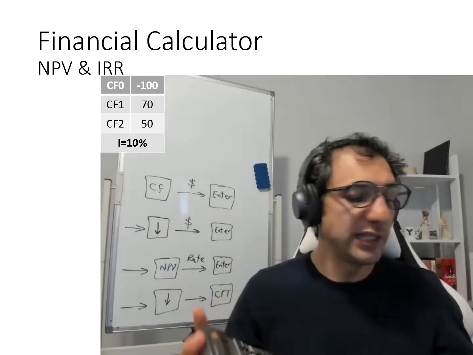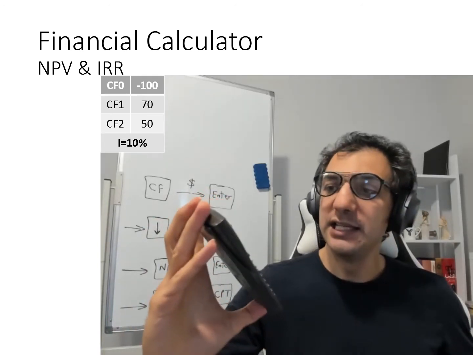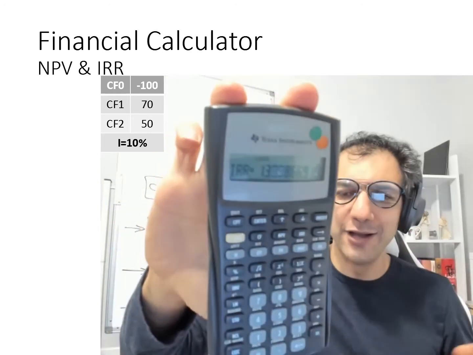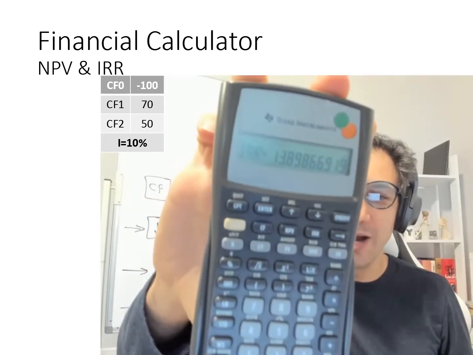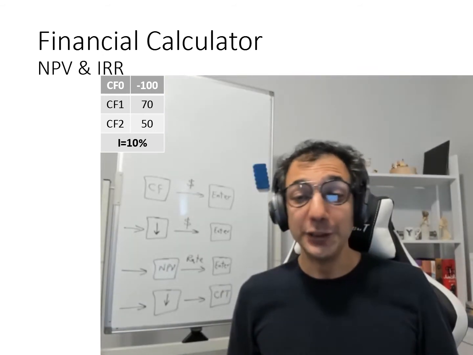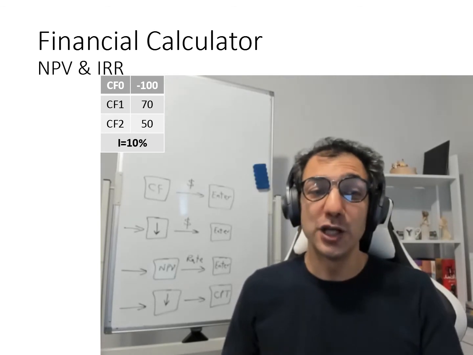So it gives you the discount rate, or IRR in this case, which is 13.89, almost 13.90 because it's 898. So it's 13.9%. Now, based on the IRR rule, this 13.9% is greater than 10%, which means we'll accept this project.